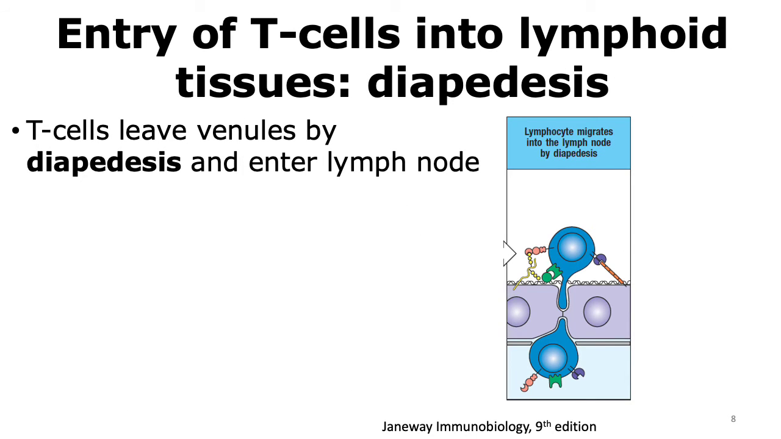Once the process of rolling and tight adhesion occurs, the next process is diapedesis. In diapedesis, the T cells will leave the blood stream or the blood vessel, or the venule in this case, and they will be able to enter the lymph node. As shown here, the way the T cell is able to leave the venule is by squeezing through the junctions between the endothelial cells.